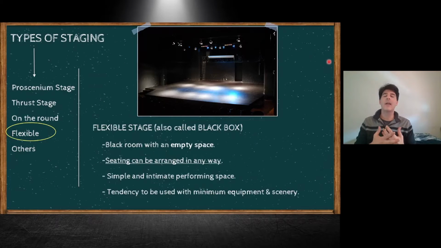Yet another type of theater is a flexible stage, sometimes called a black box. A flexible stage is just an empty space where you can arrange the seats of the audience in any way you like. So you can create a thrust stage, a theater in the round, a proscenium stage, or even experiment and do something new. Sometimes it's called a black box because this is a typical performing area used in drama schools.